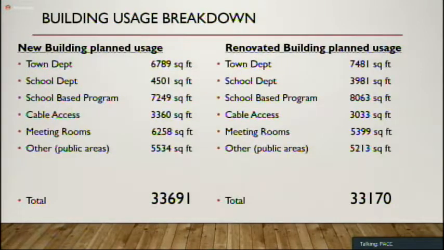Just a quick breakdown of square footage uses. And these are just these specific uses. It doesn't get to the entire square footage of the building, but it speaks to the primary uses of the building and gives you a sort of a comparison of what the new building would provide for square footage and what the renovation building provided for square footage.